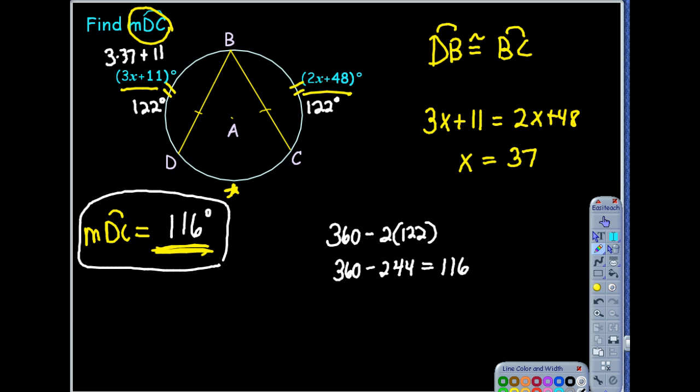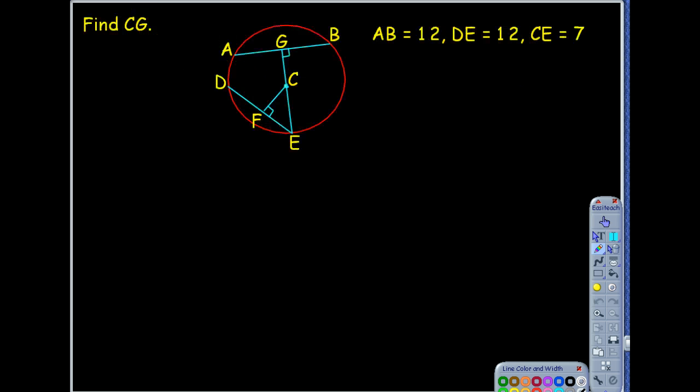All right. Now, looking at this next one, we have lots of different segments drawn in this circle. And they just say find CG. So CG is just this little segment right here. I'm going to highlight it just so we see it. Now, they give us all kinds of information. They tell us that AB, which is a chord, is 12. They tell us that DE, which is another chord, is also 12.